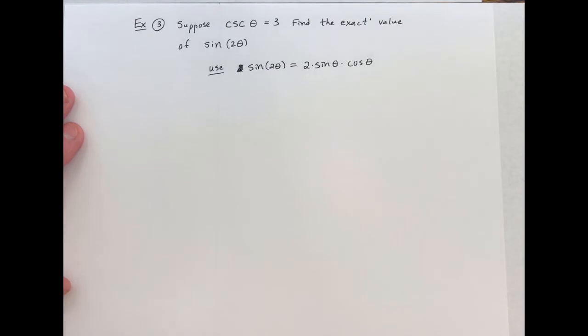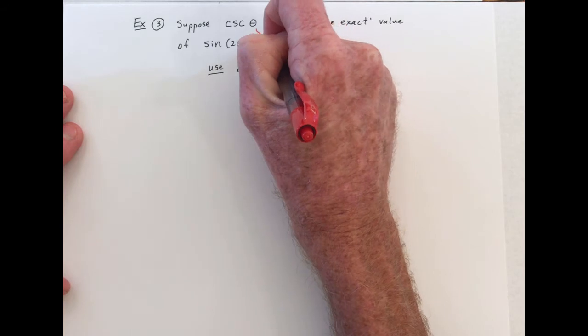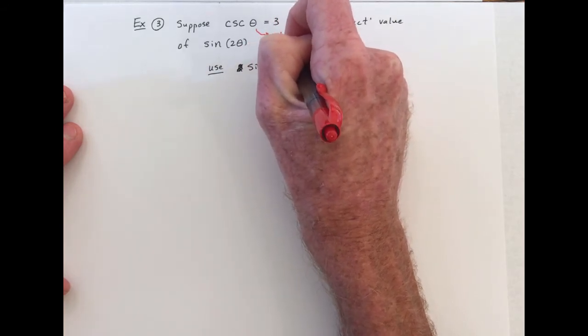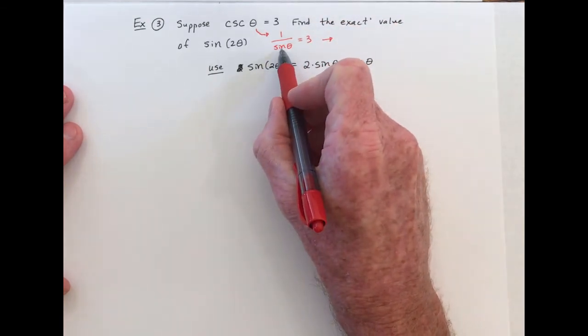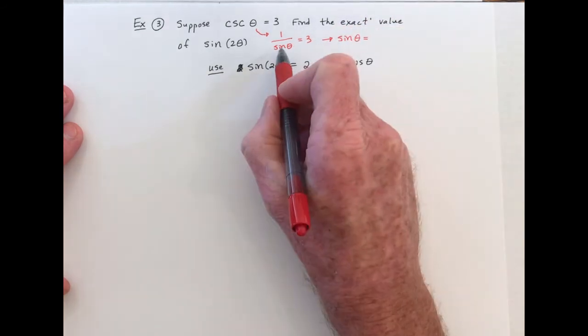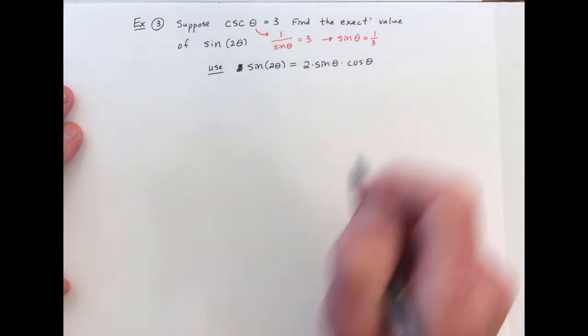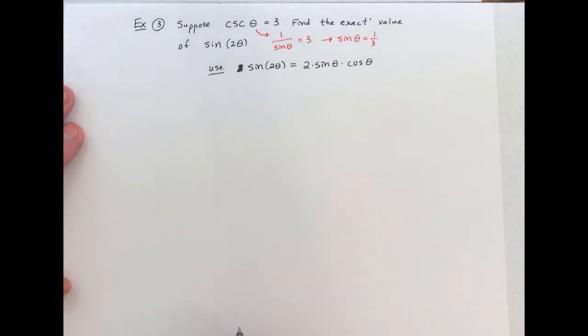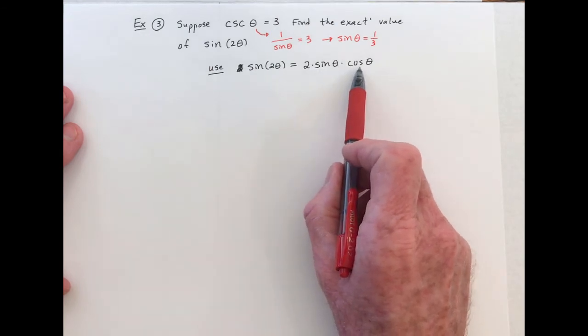Well, one thing to do is cosecant, that's 1 over sine. So this is really saying 1 over sine is equal to 3. And then if you invert this side, it will say sine of theta. But if you invert one side, you have to invert the other side. So the right side is going to become 1/3. And then we need to know what cosine equals.